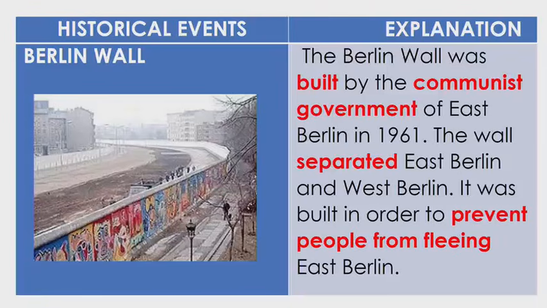So earlier on, we spoke about the Iron Curtain, and we said that the Iron Curtain was not a real curtain, it was symbolic. And I said that we know that the Berlin Wall exists. The Berlin Wall is a physical wall, a real divide. And so the example that I've included over here clearly shows that the Berlin Wall is a physical presence. The Berlin Wall was built by the communist government of East Berlin in 1961. The wall separated East Berlin and West Berlin. It was built in order to prevent people from fleeing East Berlin.